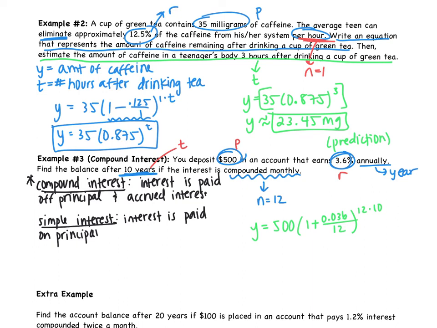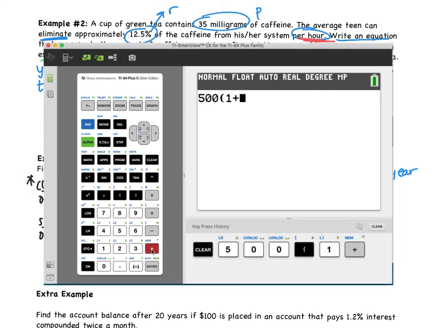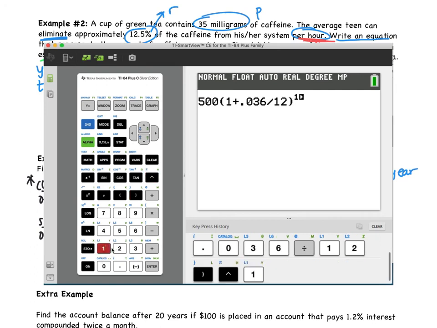Okay, this can go in the calculator exactly how it appears. My only suggestion would be to simplify that power. Rather than 12 times 10, I would call it 120. So I'm going to pull a calculator up and show us exactly how this would look. Okay, so we're going to type it in exactly how it looks. 500 times 1.036 divided by 12 to the power of 120.